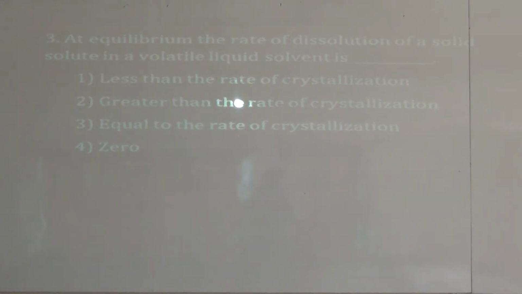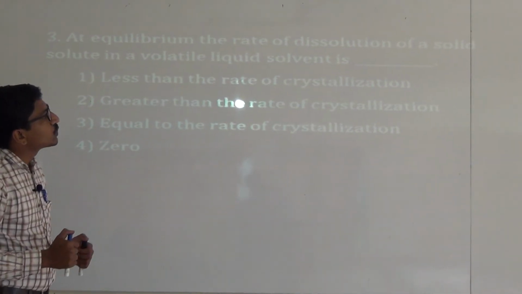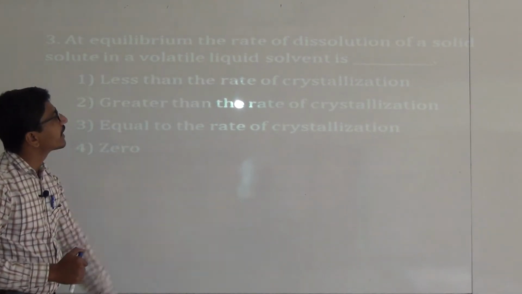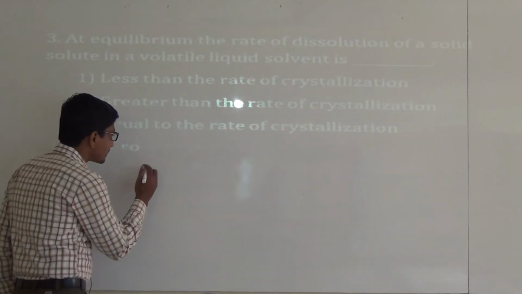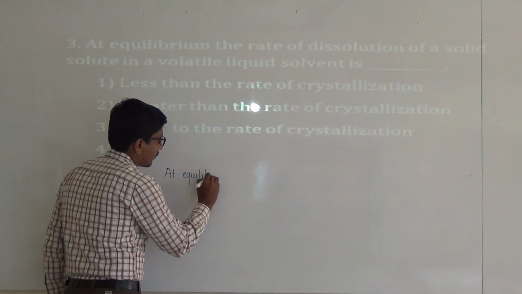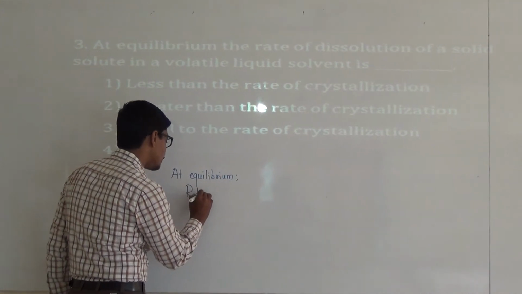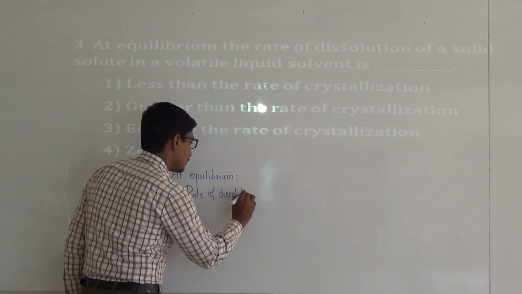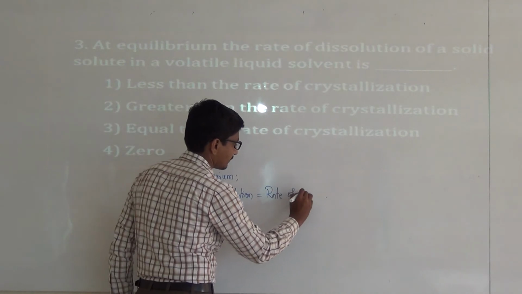Next question is, at equilibrium the rate of dissolution of a solid solute in a volatile liquid solvent is. The rate of dissolution at equilibrium means, at equilibrium, rate of dissolution is always equal to rate of crystallization.